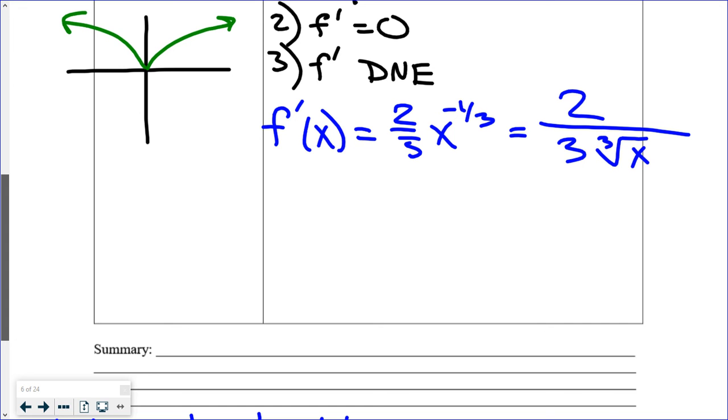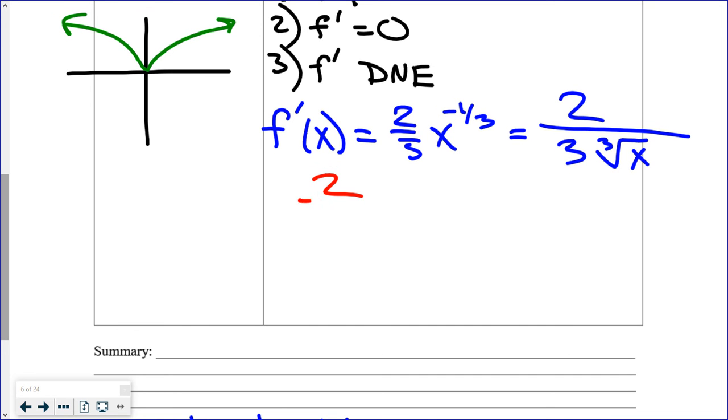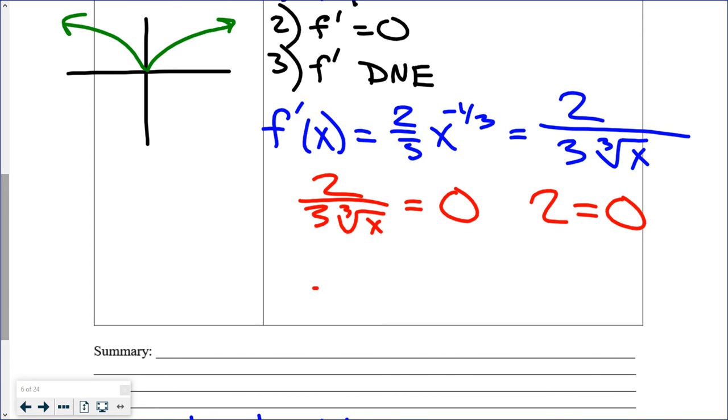Will this function ever equal 0? Is there any value you can plug in for x to make this equal 0? Nope. If you don't buy it, set it equal to 0 and try to solve. You don't have to do this, you can just claim it will never equal 0. Multiply both sides by the denominator. You wind up with 2 equals 0. Well, that's just factually incorrect. So that's not going to happen, so there are not going to be any of these for us to look at.